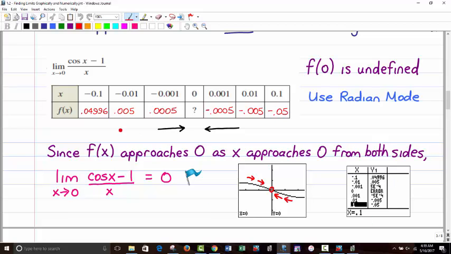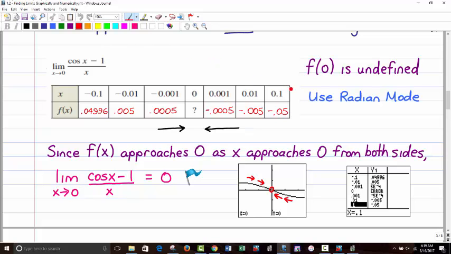So you take these values and then fill this chart in, looking at it from both sides. You see they're getting smaller and smaller and smaller. Well, it's safe to say that it's approaching 0 because they're getting smaller from both sides. So we say f of x approaches 0 as x approaches 0 from both directions.